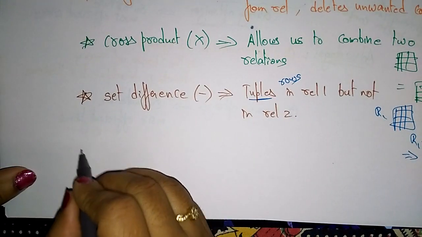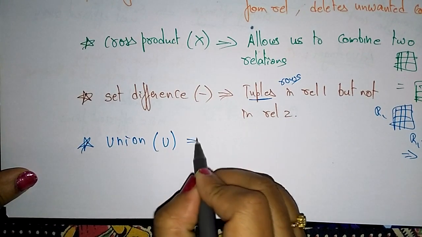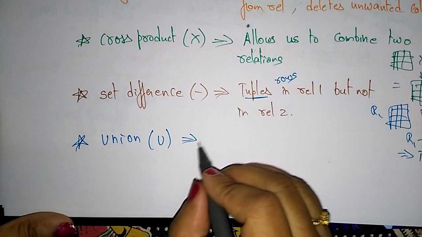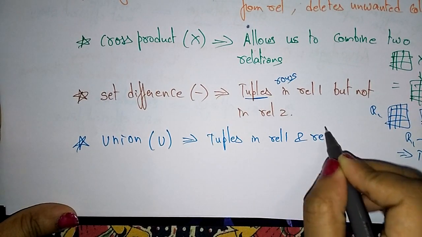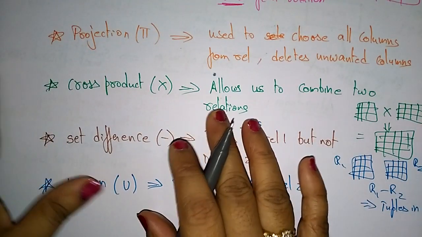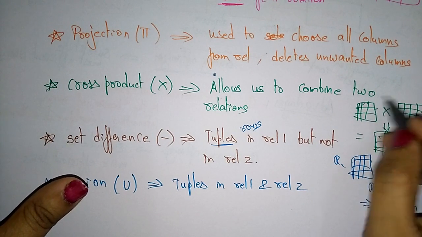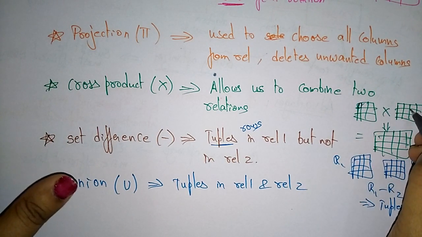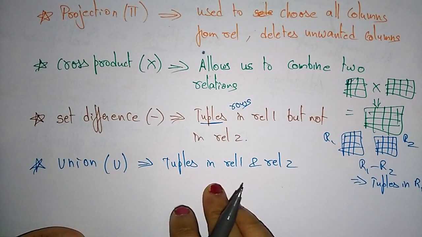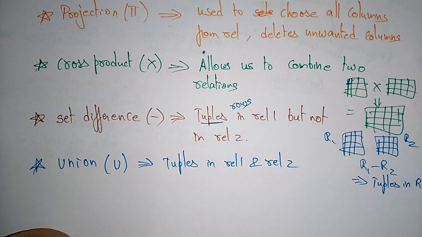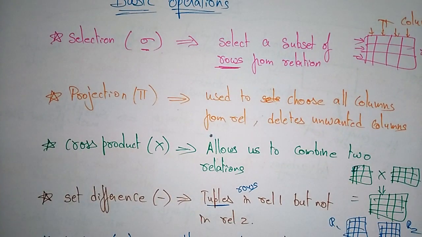Now next, coming to the union. What is the use of the union? Union selects the tuples in relation 1 and relation 2. Whereas a cross product combines two relations, multiplying each row with each row of the other relation, a union just selects the tuples, only the rows, in relation 1 and relation 2. So these are the different basic operations that are used in relational algebra. Thank you.